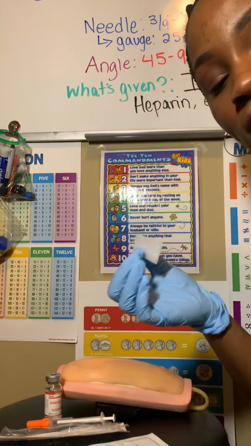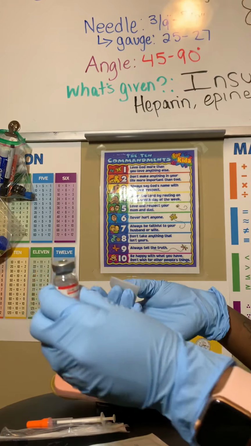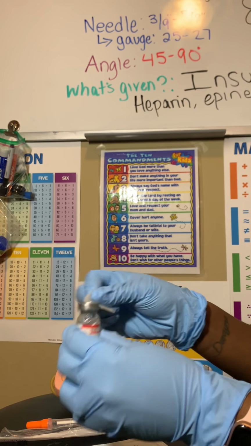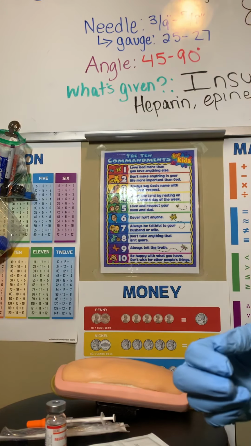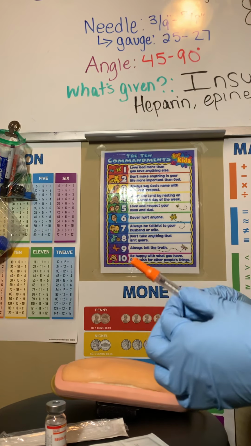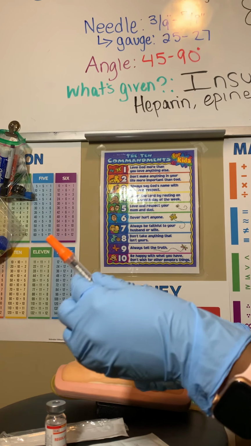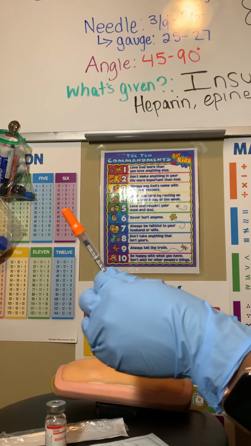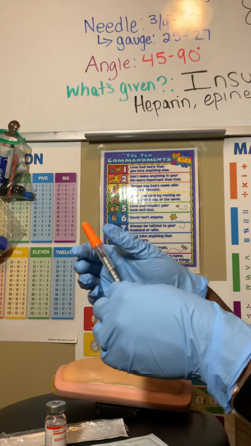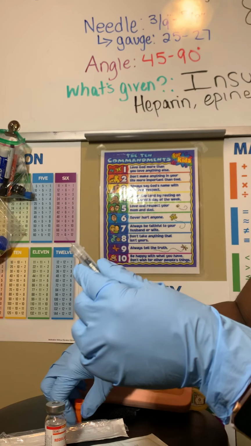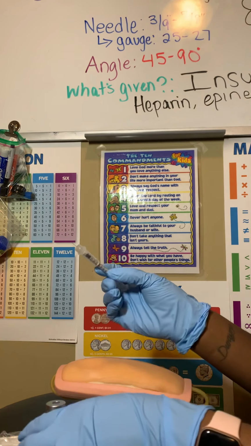Okay, you want your alcohol swabs because you want to scrub the hub of the vial. Make sure that's clean. Remember, eliminating all that bacteria. Okay, and then let's say we're given 5 units. I'll draw back 5 units of air in the syringe.